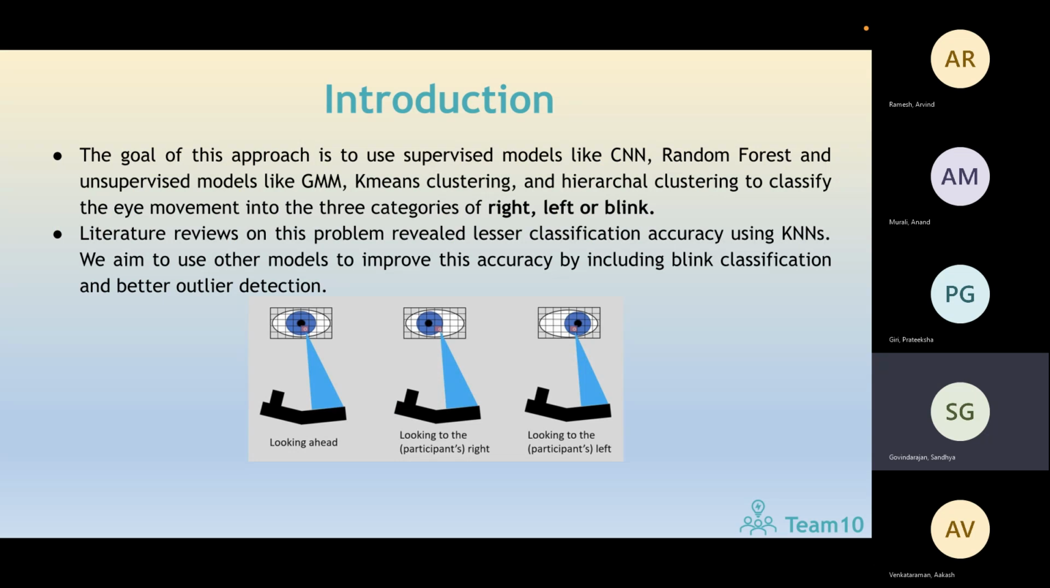So the goal is to use both supervised and unsupervised machine learning models like SVM, random forest, CNNs, hierarchical clustering, K-means, and Gaussian mixture models to classify the eye movement images into three categories: right, left, and center. We observed from our literature reviews that there was a problem of accuracy when using KNNs in different literature. And so we aim to use the above mentioned models to find out the accuracy and see whether that accuracy can be improved.